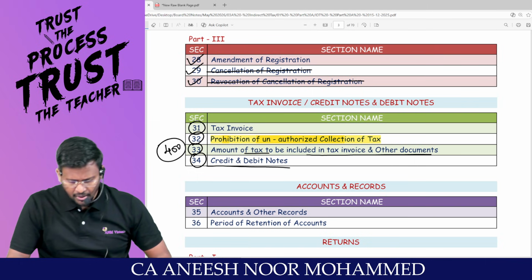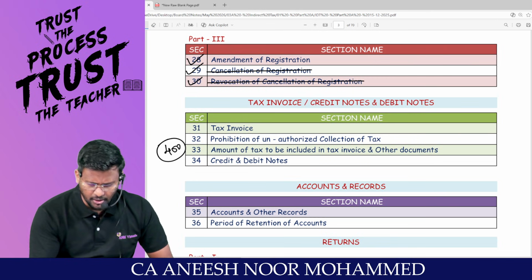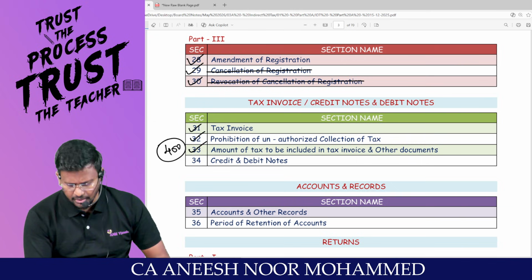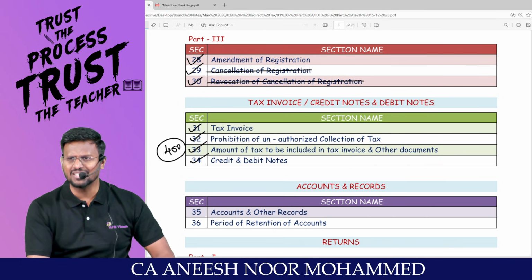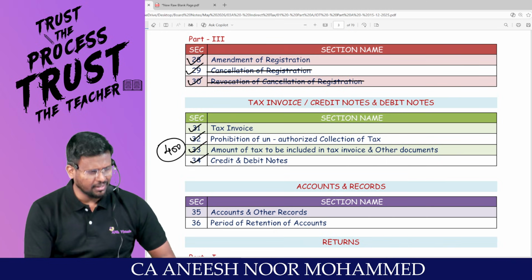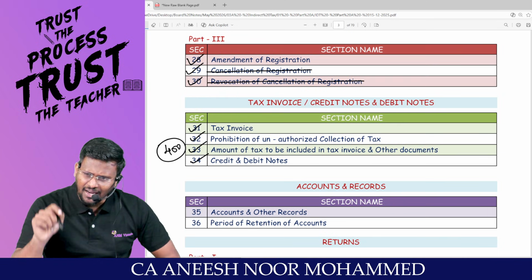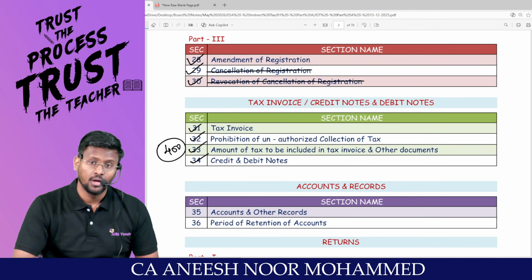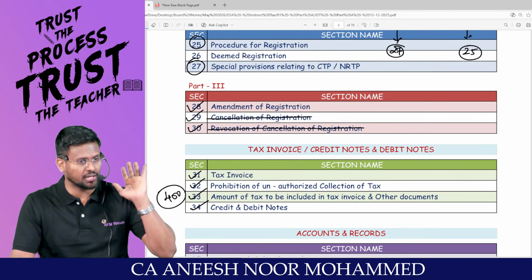As per section. So tell me, man, what is Section 31? Tax invoice. What is Section 32? Prohibition of unauthorized collection of tax. What is Section 33? Amount of tax to be included in the tax invoice. What is Section 34? Debit note and credit note. You tell me, can everyone raise the tax invoice, or only a registered person can raise the tax invoice? Only a registered person. That's why after registration we are talking about the tax invoice. That is the logic. Are you all really with me?